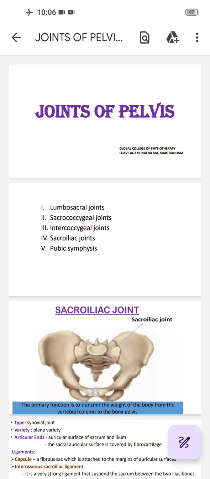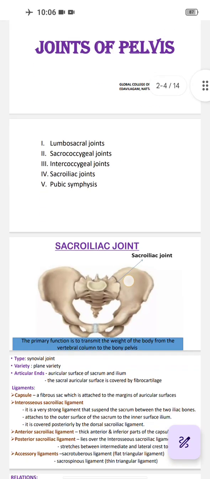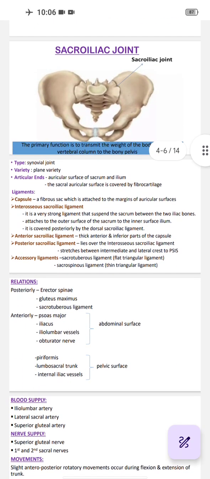Good morning, everyone. So today we'll see about the joints of the pelvis from the anatomy. The joints present in the pelvis are lumbosacral joints, sacrococcygeal joint, intercoccygeal joints, sacroiliac joints, and the last one is pubic symphysis. So first we'll see about the sacroiliac joint.